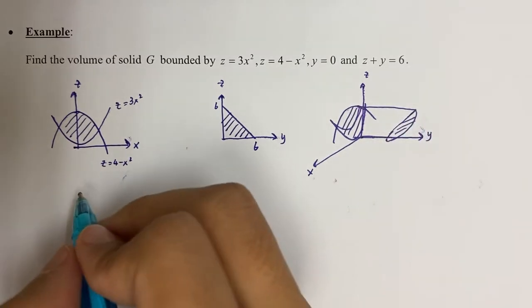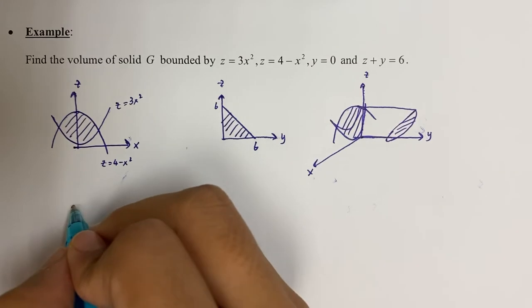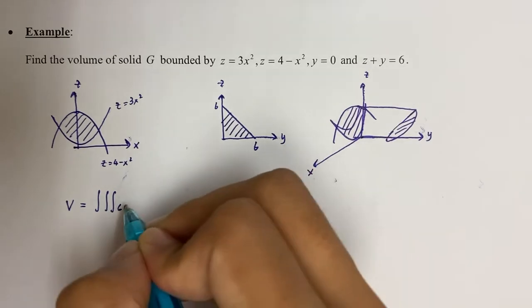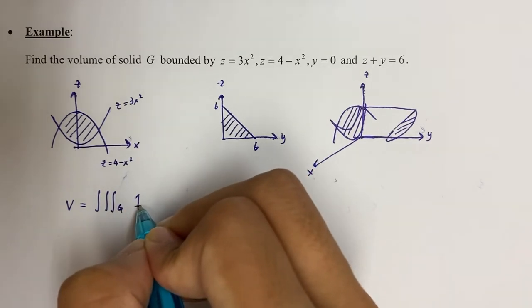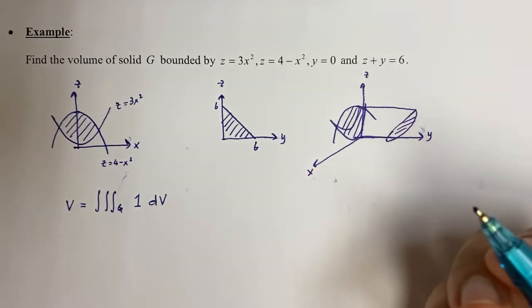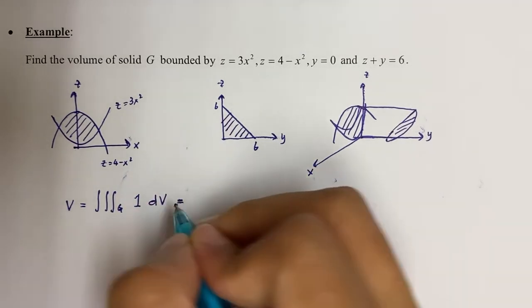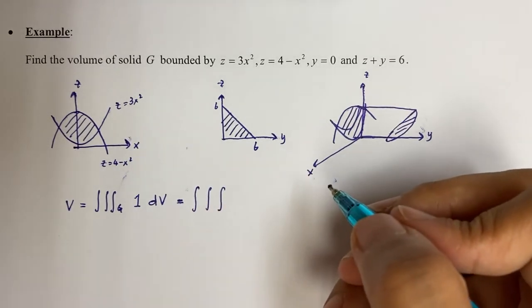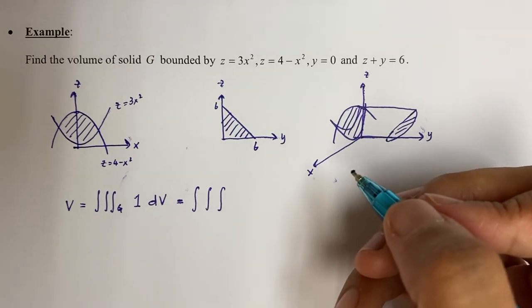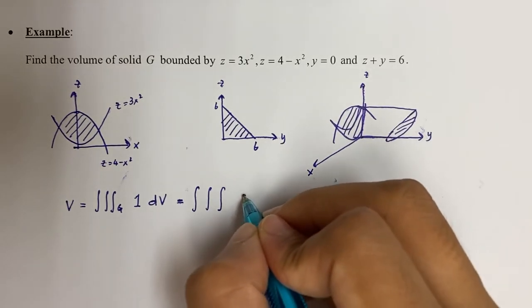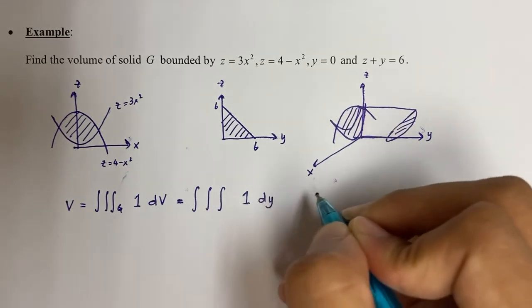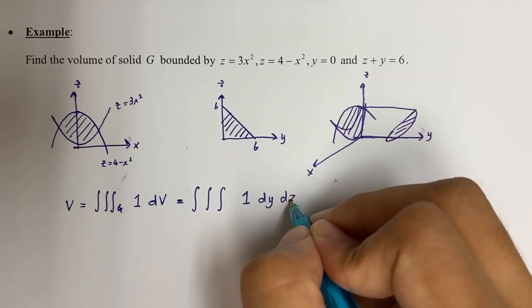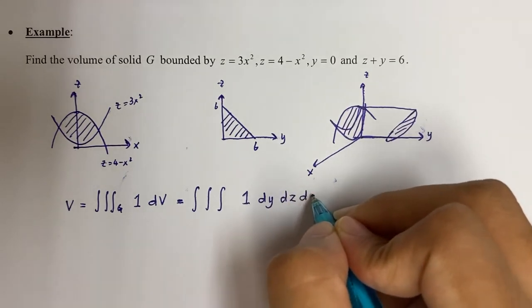Okay. So for the triple integral, the volume V means you have the triple integral for solid G, and then we integrate 1 dV. Remember for a type 2 region, the base is on xz. So we need to solve for dy first. We have 1 dy first, and then it's up to you to do dz dx or dx dz. So I decide to do dz dx.